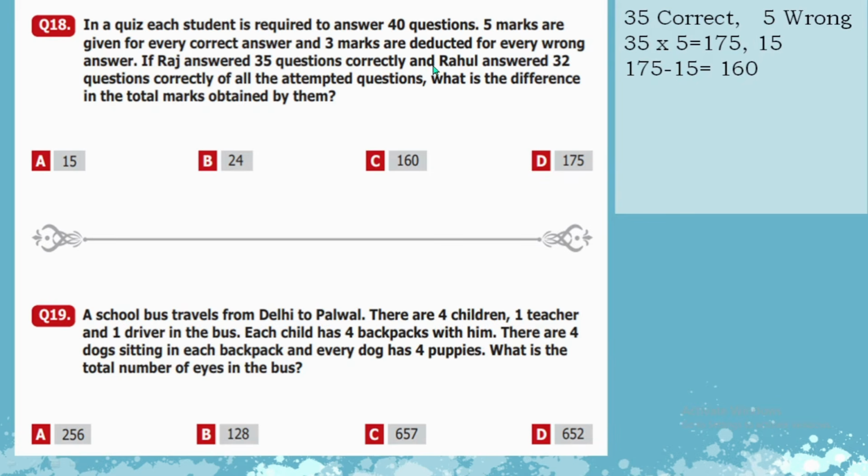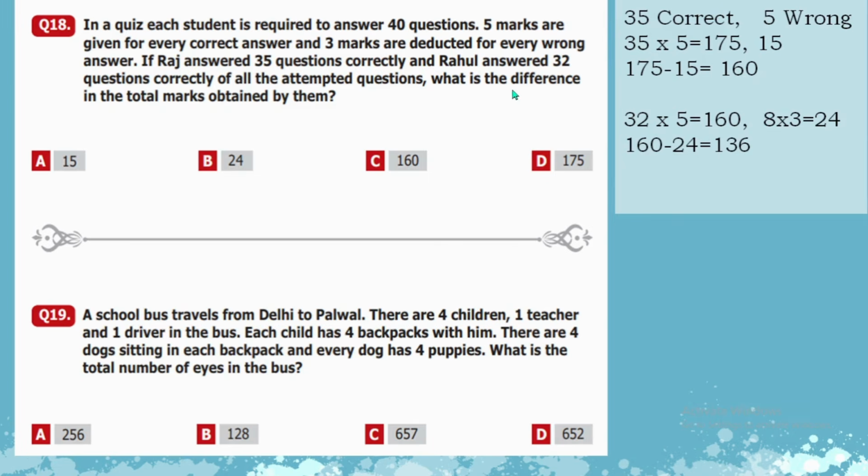Now let's discuss the performance of Rahul. Rahul answered 32 questions correctly, and 8 questions wrong. So for correct answers, he got 160 points, like 32 multiplied by 5 is 160, and deduction of 3 marks for wrong answers, so 8 wrong answers multiplied by 3 is 24. So 24 marks were deducted from his total, which was 160. So the answer is 136.